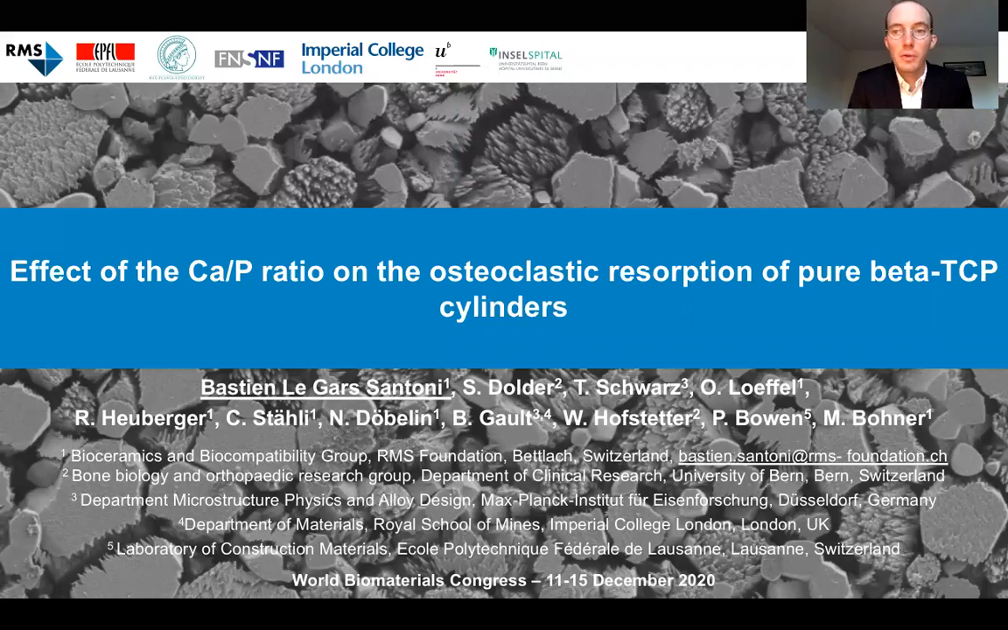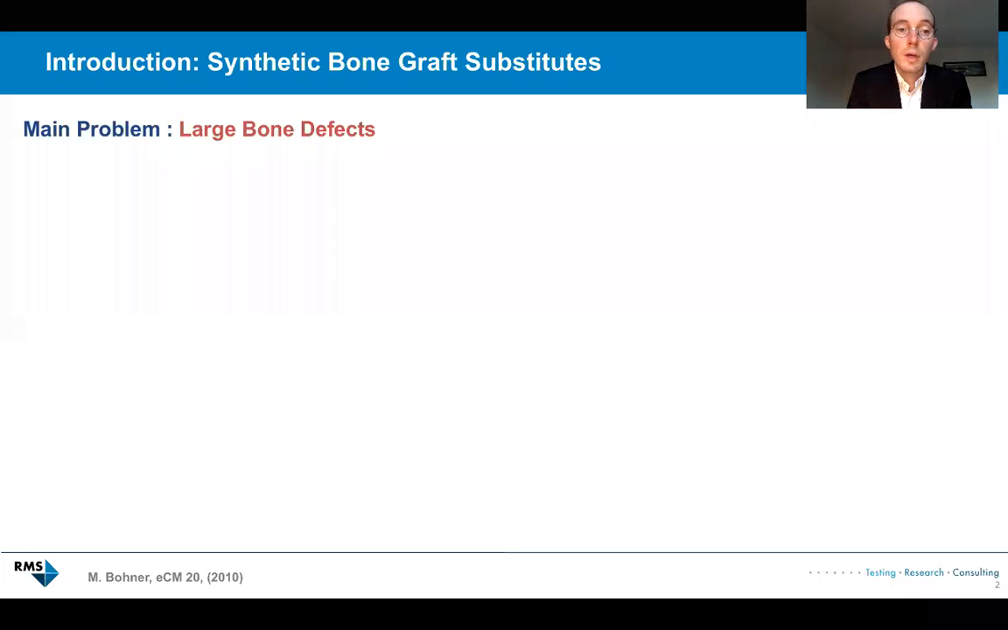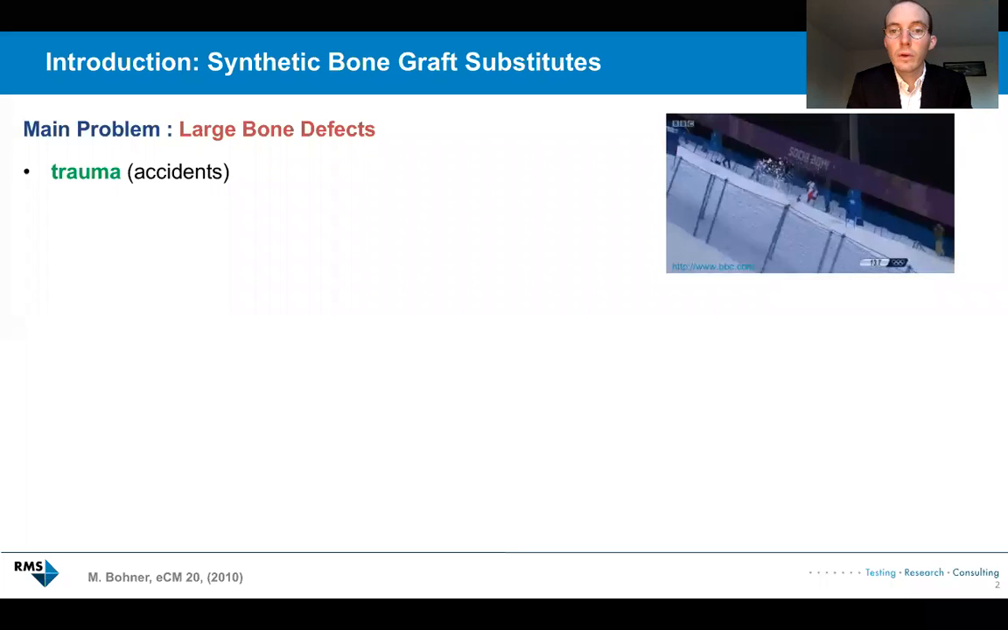I'm a PhD student at the RMS Foundation, located in Bettlach in Switzerland. And today I will talk about the effect of the calcium over phosphate molar ratio on the osteoclastic resorption of pure beta-TCP cylinders.